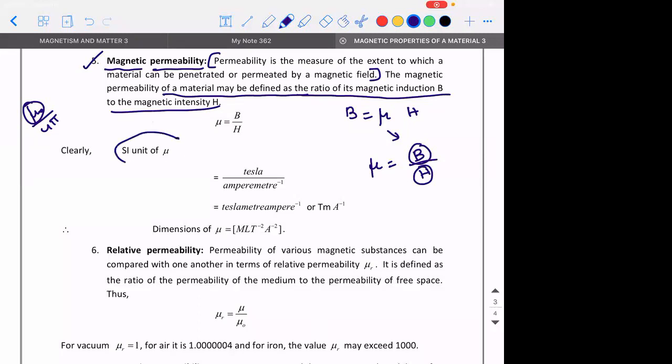So what will be the SI unit of mu? Let's see. B is measured in Tesla. H is measured in ampere per meter. That is why mu naught by 4 pi is equal to 10 power minus 7 Tesla meter per ampere. The unit comes from here also.